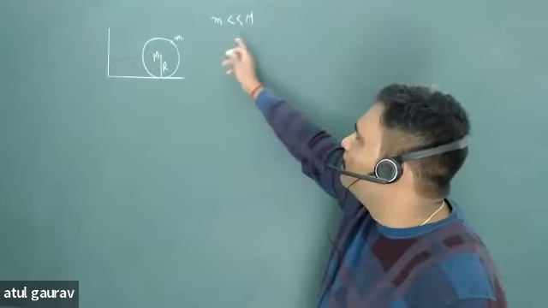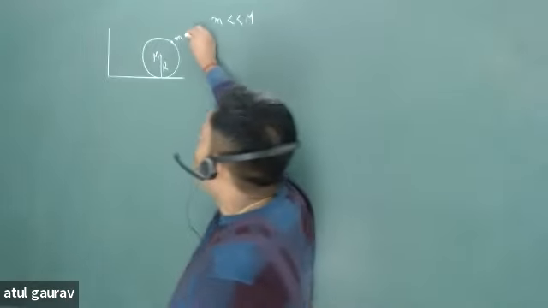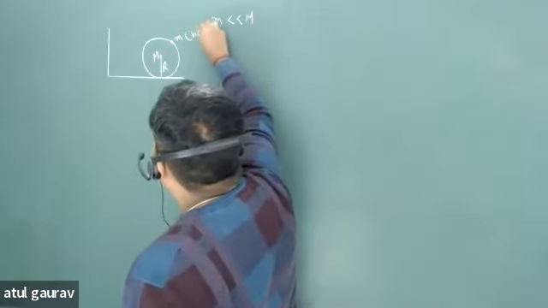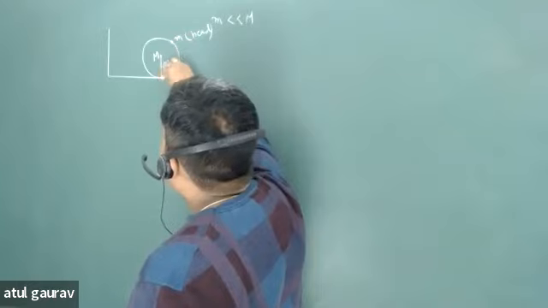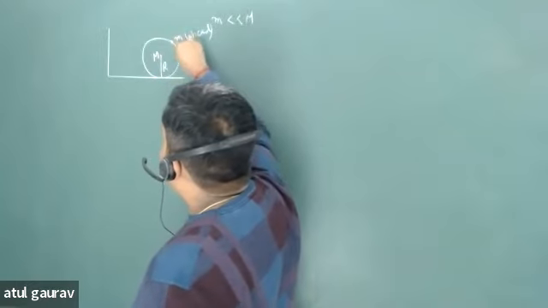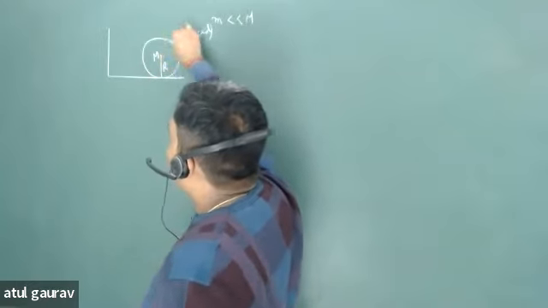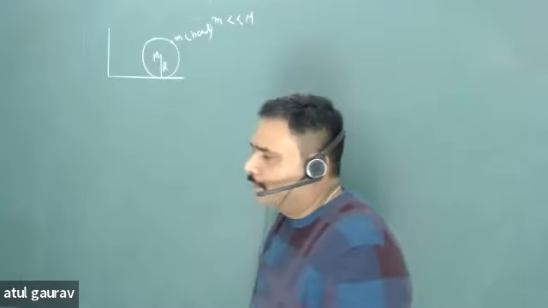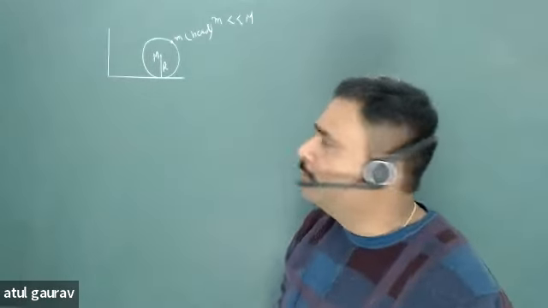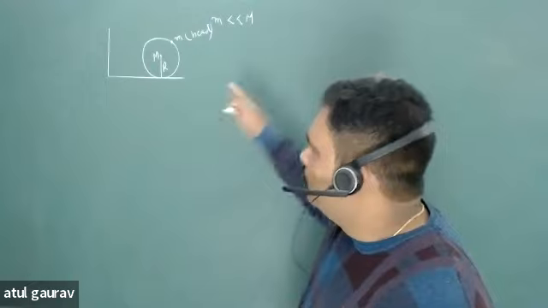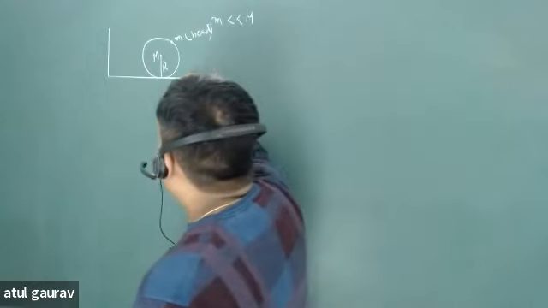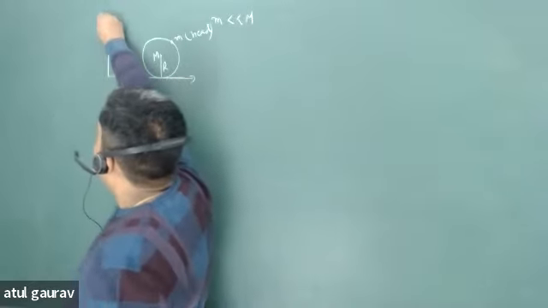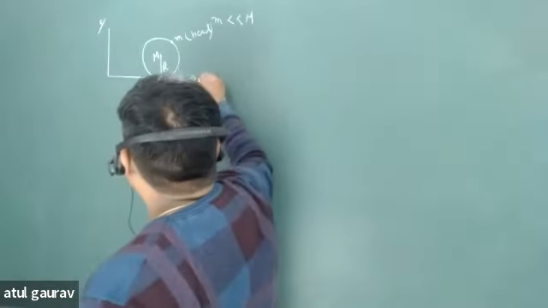But small m is some bead, and this bead freely rotates on this particular circumference of the ring. So this bead will move on the circumference of the ring. Obviously, this is my x-axis and this is my y-axis.